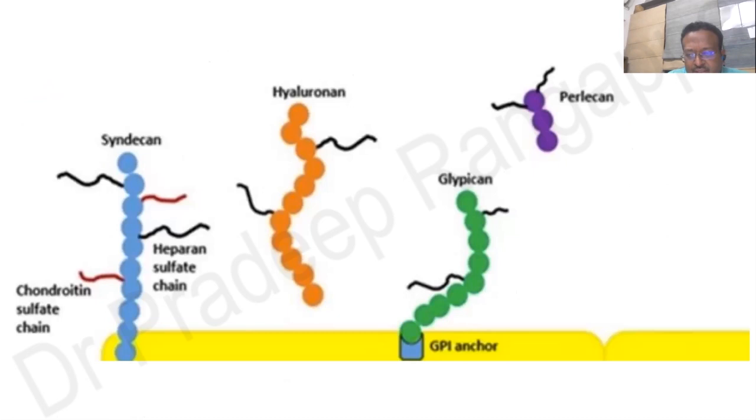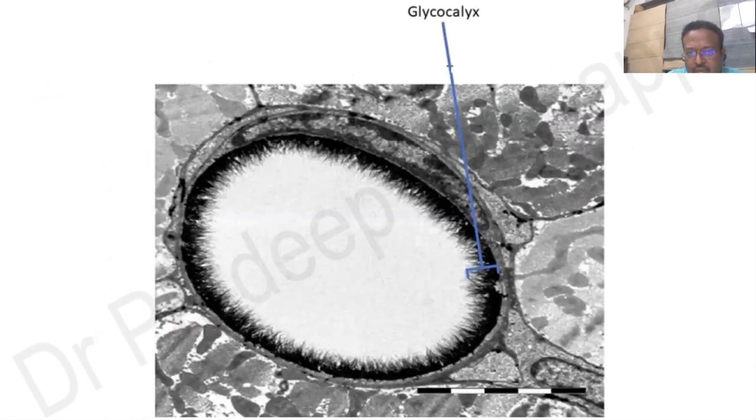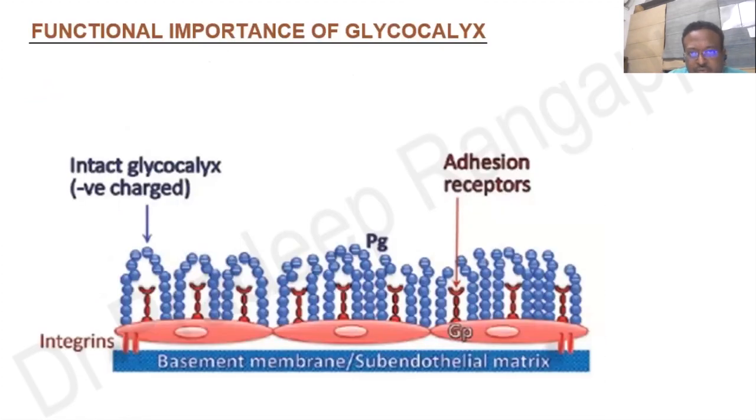I'm showing different pictures of how this endothelial glycocalyx looks. When you look into the electron microscope, this is a vascular lumen, and you see the glycocalyx as a sort of slime sitting on the endothelium. This is the electron microscopic view of the glycocalyx.